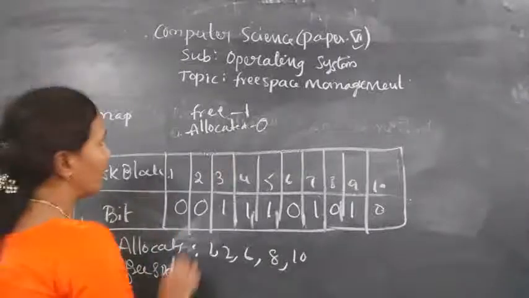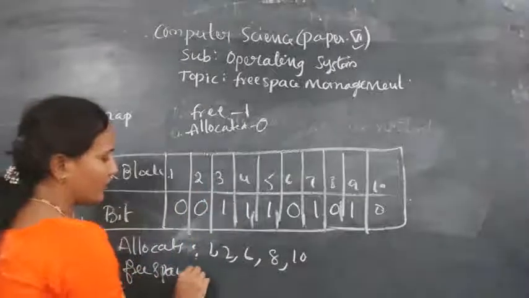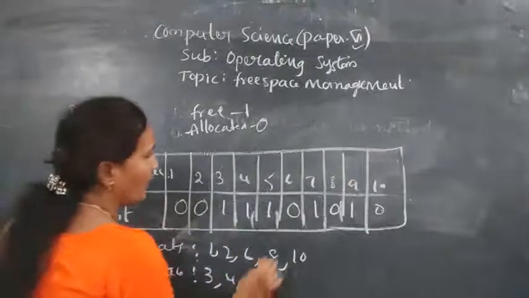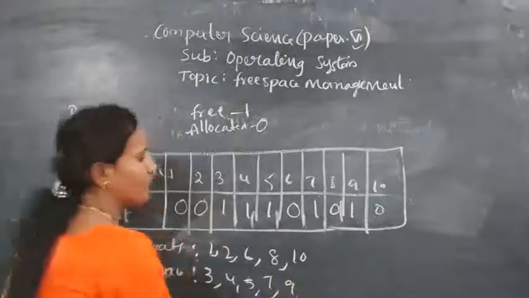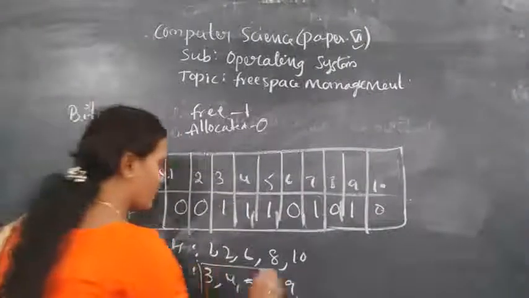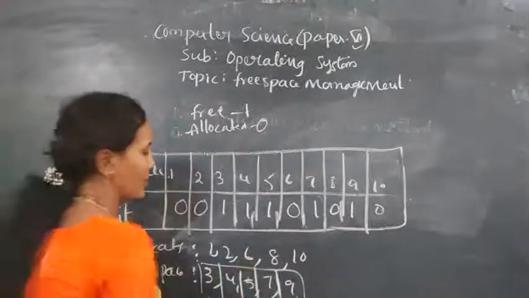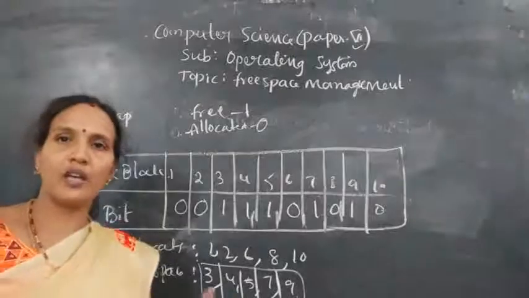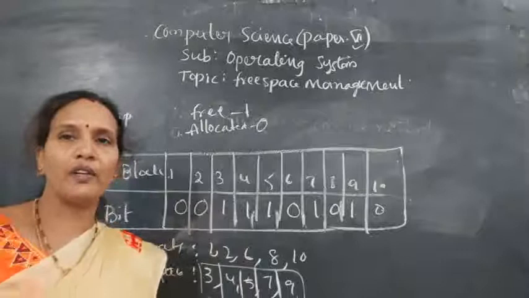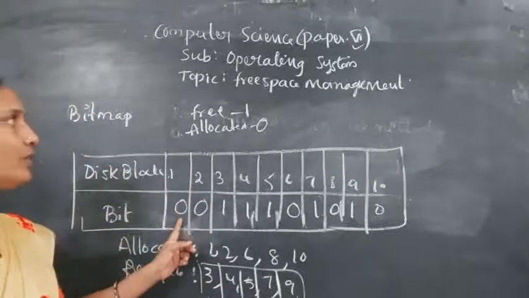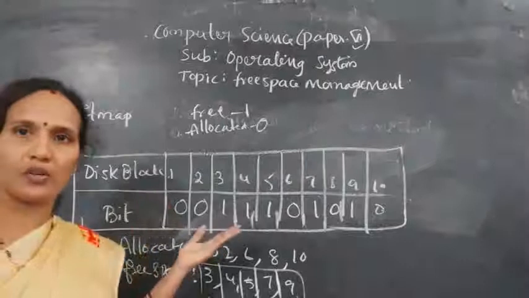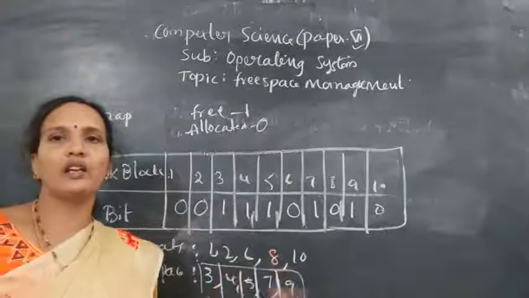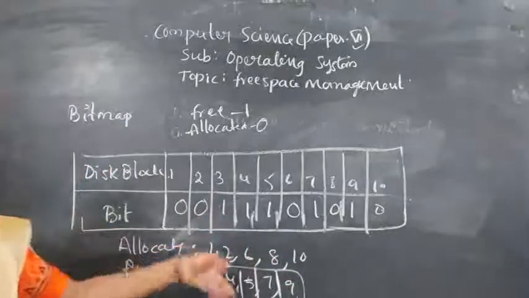Now we will discuss the free space. Free means 1. This is the free list: blocks 3, 4, 5, 7, 9. So these blocks are free. This is called the free space list. This file contains the list of all the free block information. So if they are using the bitmap method, how will it identify any block? If there is a 0, that block is allocated to a process. If any block contains 1, that block is free, and you can allocate it to any new file. You take a screenshot of this.